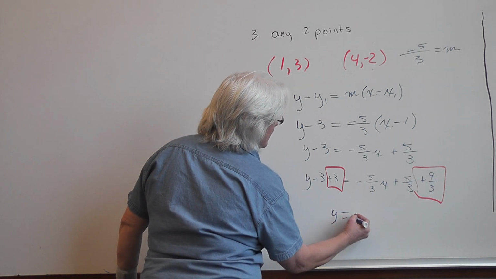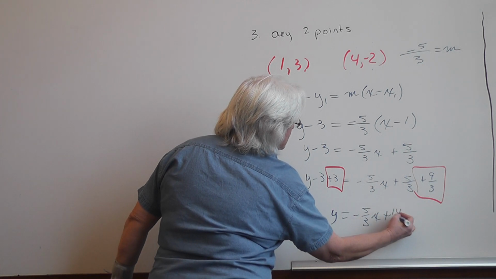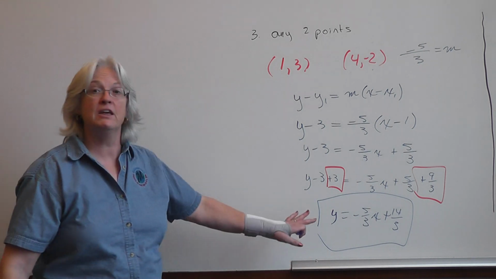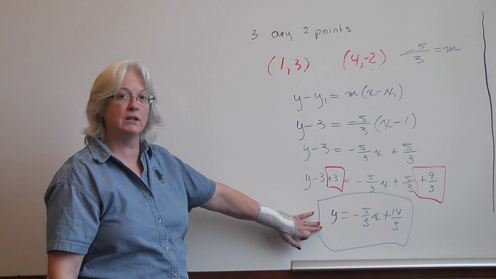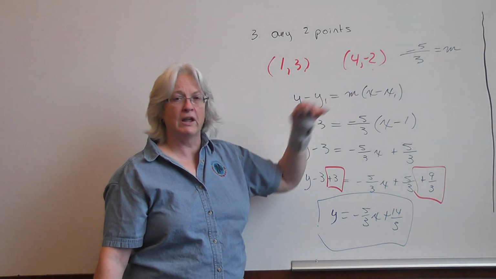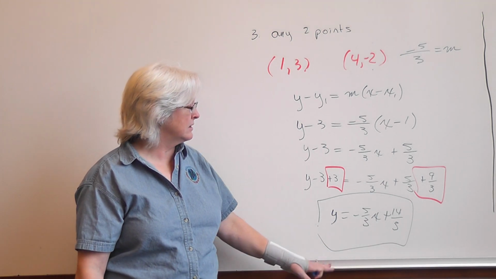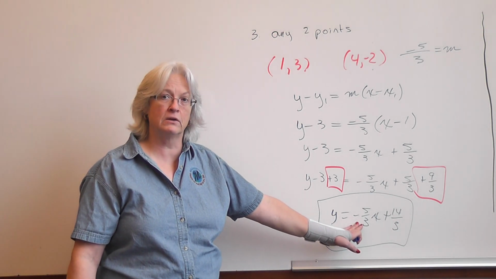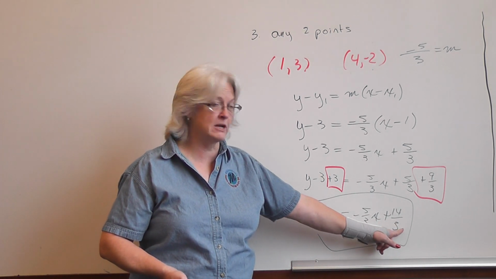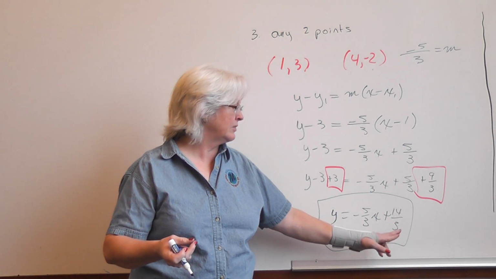And I come up with the equation y is equal to negative 5/3 x plus 14/3. And this, my friends, is the equation of a line that passes through the points (1, 3) and (4, negative 2). And what can you tell from this? You can tell that it has a slope of negative 5/3. And where is the y-intercept? You now know that the y-intercept is indicated by the coordinates of the point (0, 14/3).